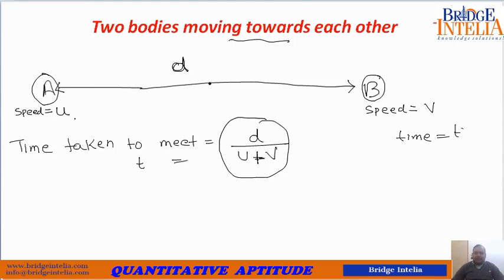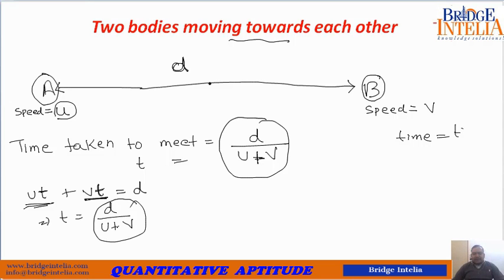So why this formula? In t time, A must have covered ut, since its speed is u. Similarly, B covers vt, and together they meet. If they meet, that means they have in total covered distance D. Some distance was covered by A, some distance was covered by B, and together they covered distance D. So from here you will get t is equal to D upon u plus v. For the sake of remembering, it is positive when these two people are helping each other.